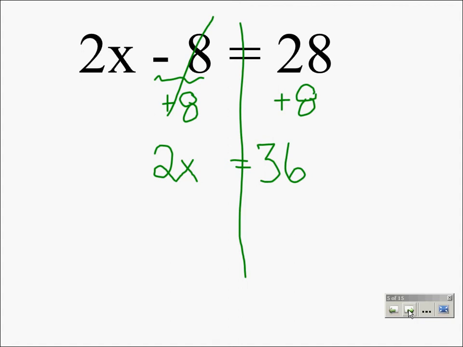Okay, now I have 2x equals 36. Okay, I look for a sign. There's no sign between the 2 and the x, so that means they're multiplying, and I need to do the opposite, which is divide. So I'm going to divide both sides by 2, and that gives me just the x over here, and 36 divided by 2 is 18.